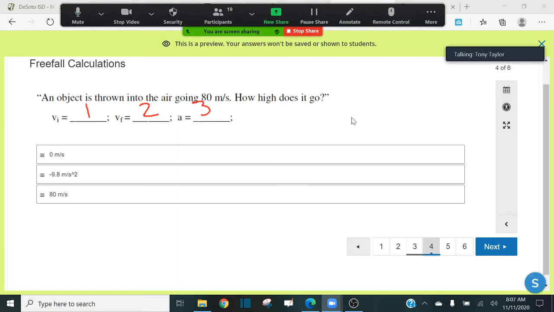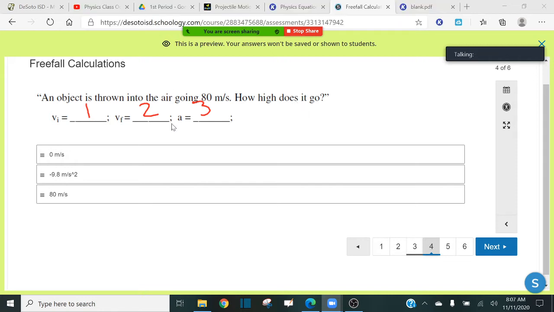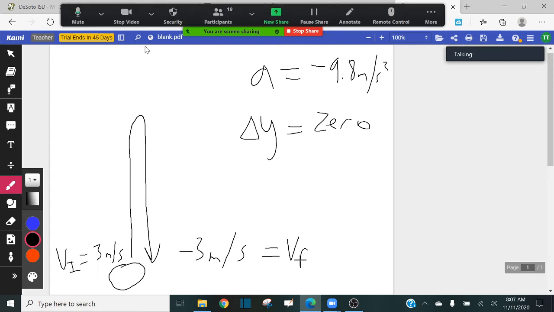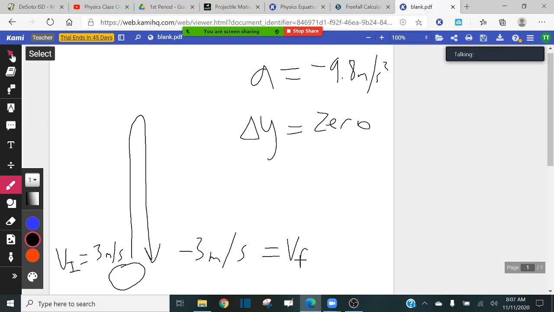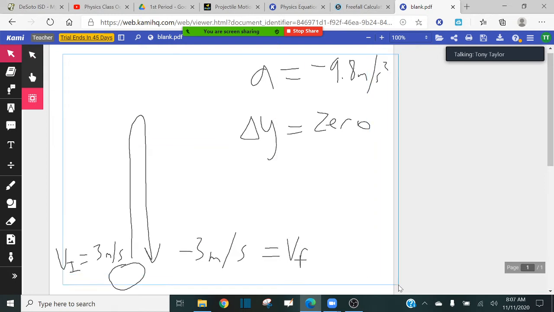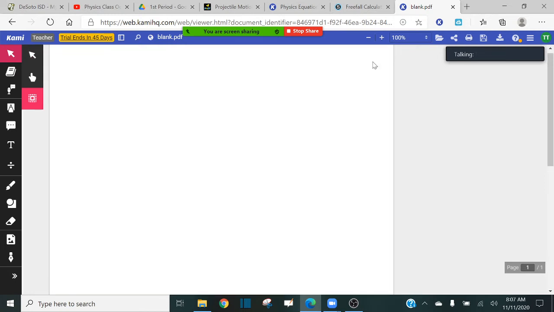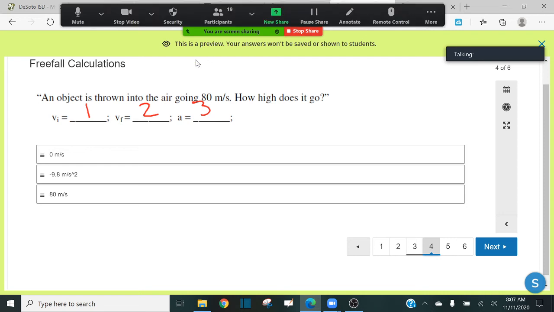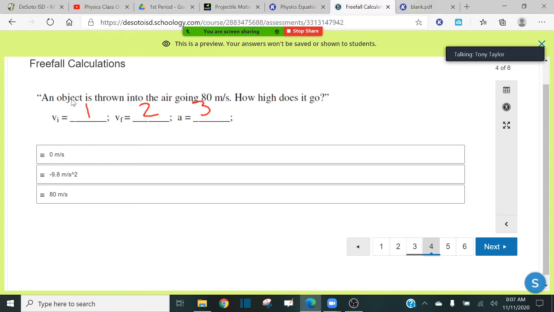Okay, guys. We're going to go to the next ordering question. That looks like this. Okay, so let me clear this page so we can move on to the next one. Okay, so it says here an object is thrown into the air going 80 meters per second. How high does it go?